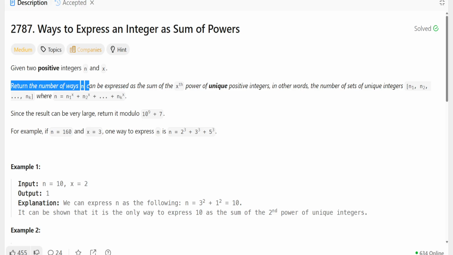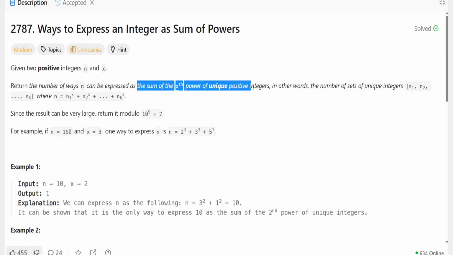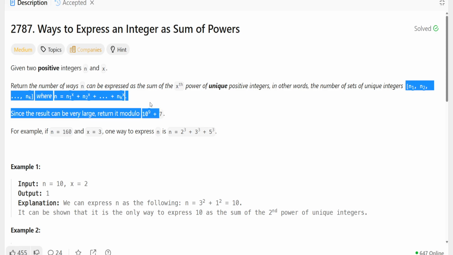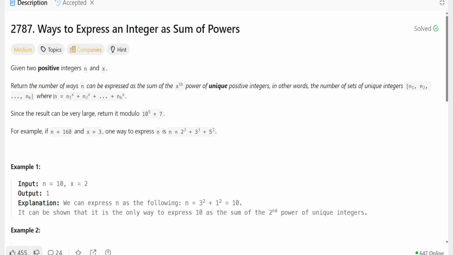That is why the question is saying that we have to return the number of ways that n can be expressed as the sum of x-th powers of unique positive integers. So we have to take unique positive integers and their power should be x. How many ways can we do the sum and get n? That is the number we have to return. In other words, it is the number of sets of unique integers n1, n2, and so on till nk, where n equals n1 to the power x plus n2 to the power x, until nk to the power x.